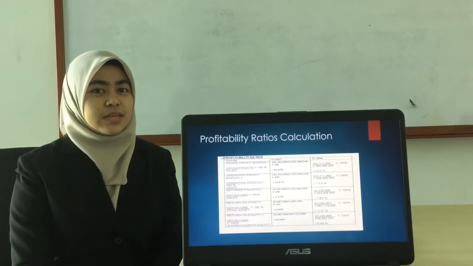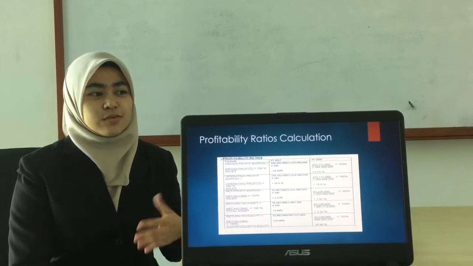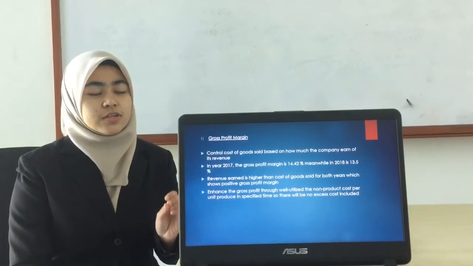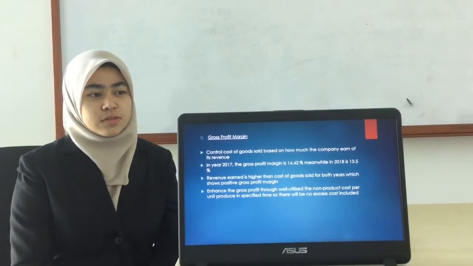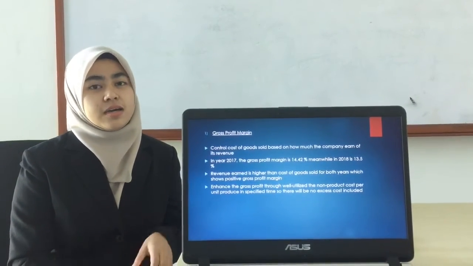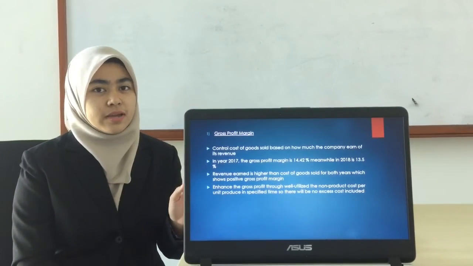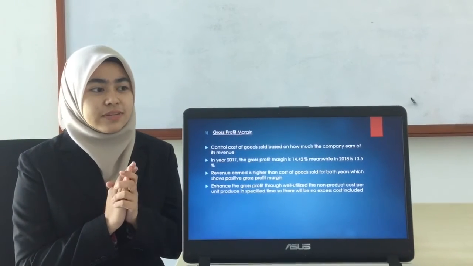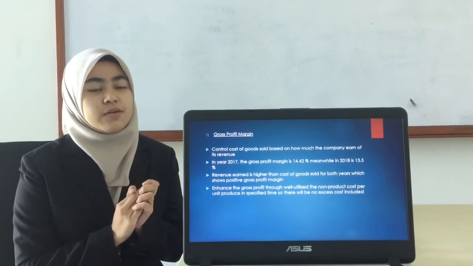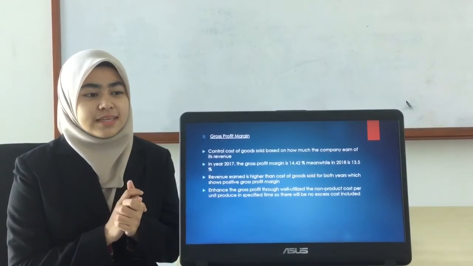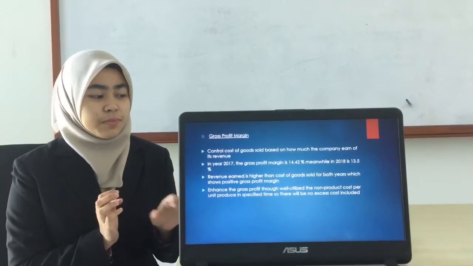The first ratio in the profitability ratio is the gross profit margin. Gross profit margin is a ratio that shows how well the company controls the cost of goods sold based on how much the company earns from its revenue. For Pharmaniaga, in 2017, the gross profit margin is about 14.42%, meanwhile in 2018 it is about 13.5%.